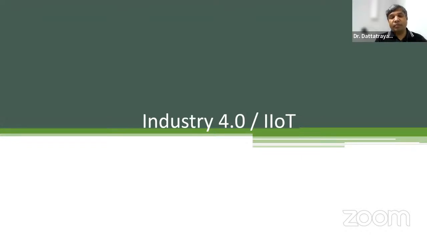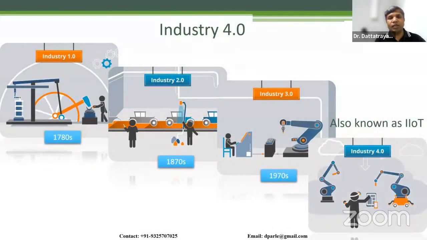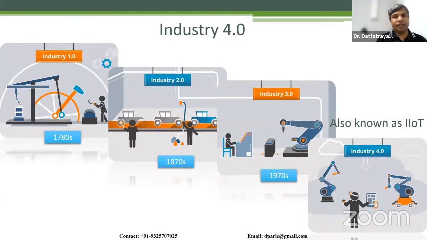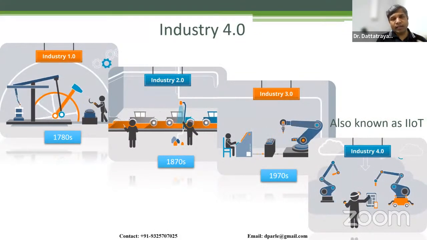and there was a new term coined, Industry 4.0. Another term people call it is cyber physical infrastructure. So these are interchangeable terms. It's the same thing: Industry 4.0, industrial IoT, cyber physical infrastructure, all that boils down to the same. So let's talk about what Industry 4.0 is, what this term is, how it has come, all that, right?